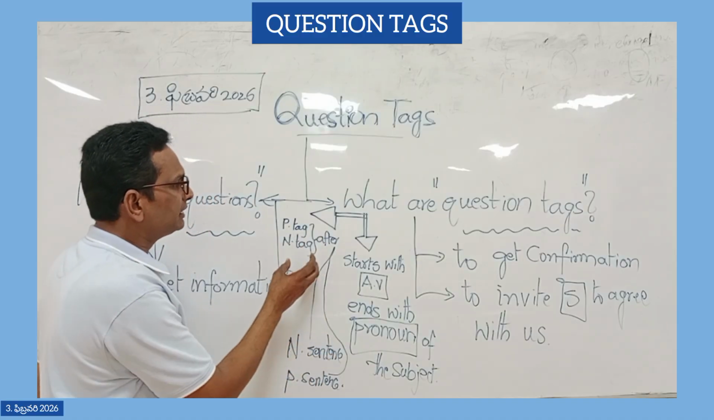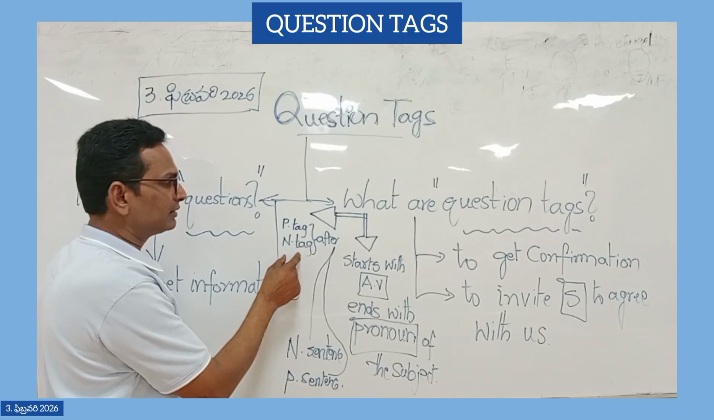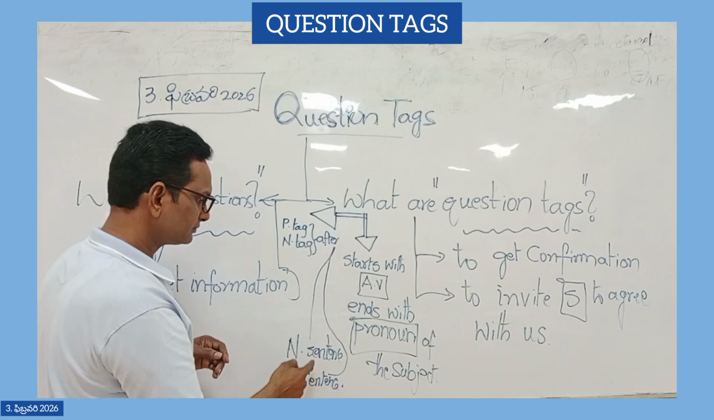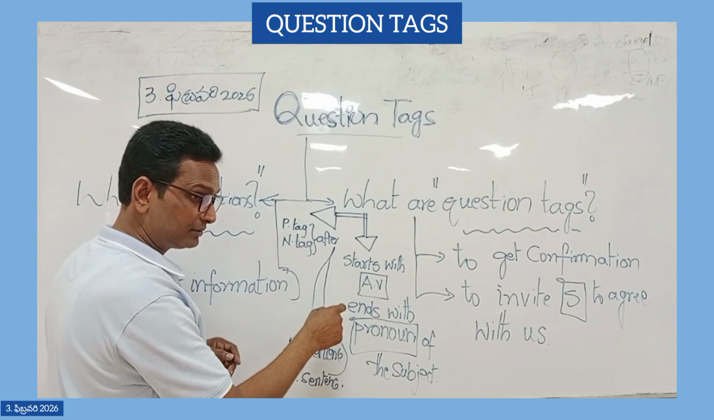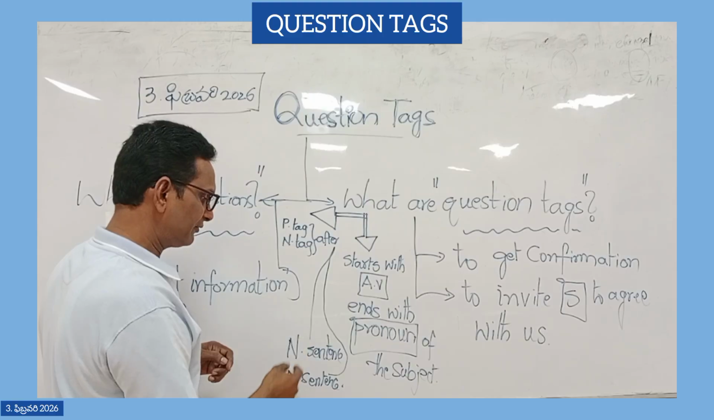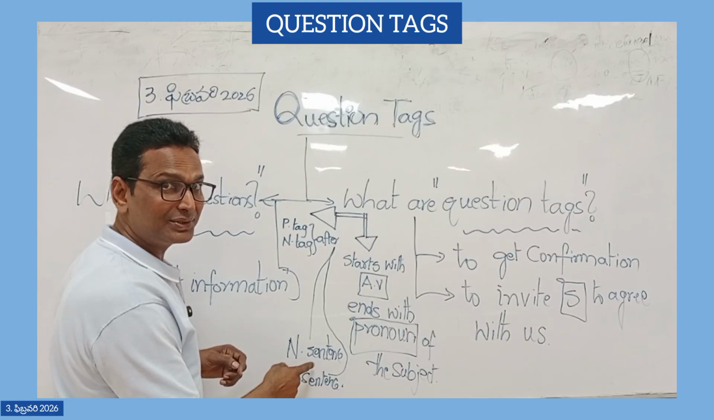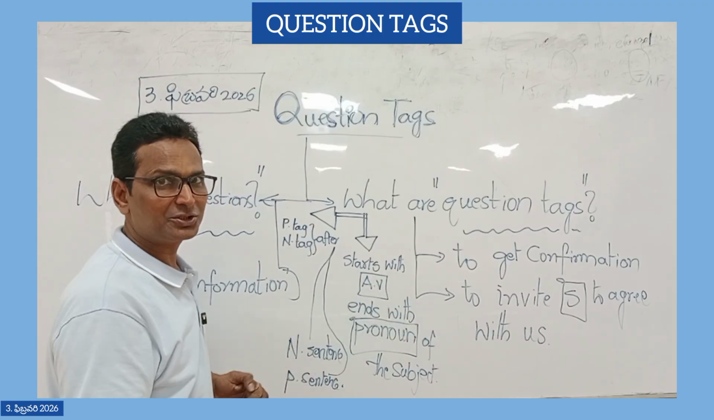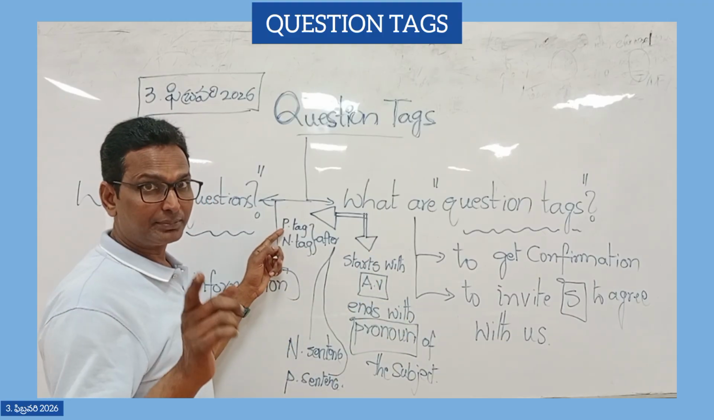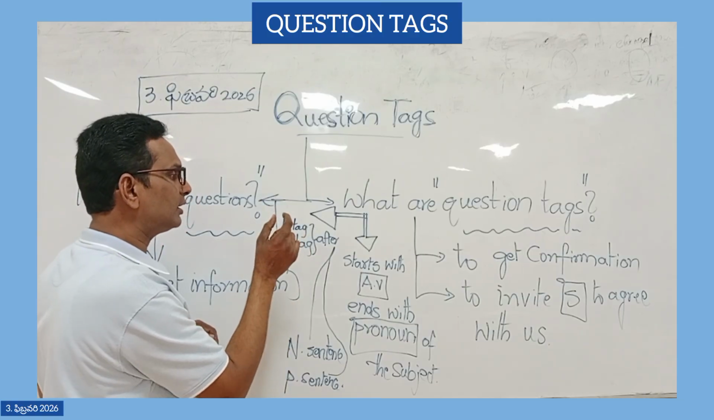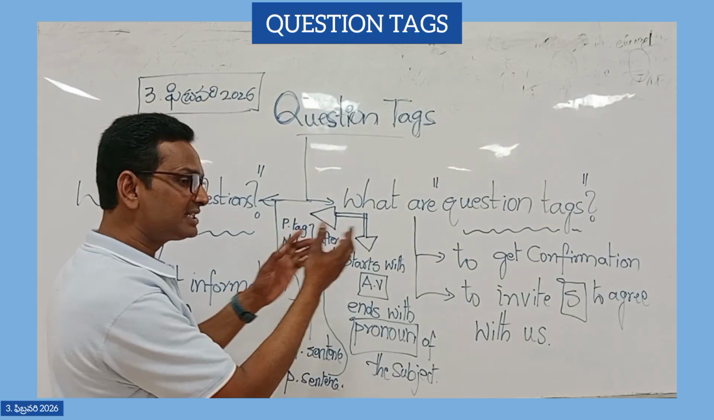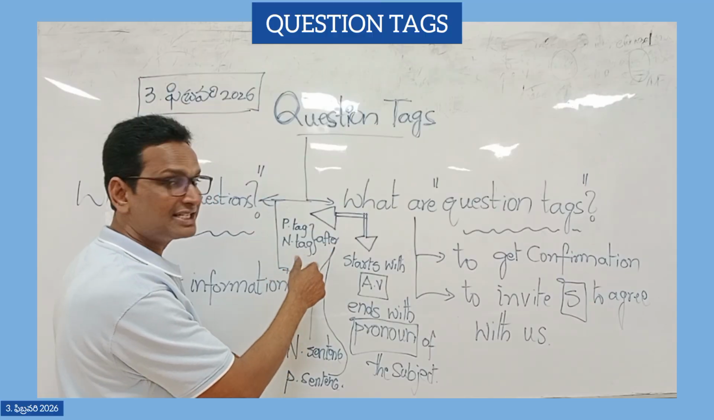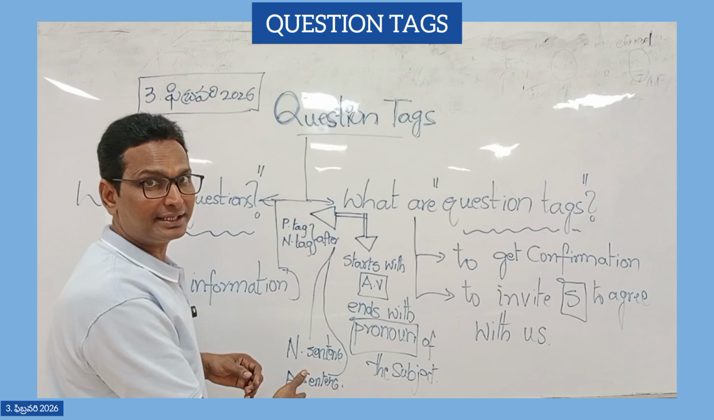Next, here positive question tag, negative question tag. P stands for positive, N stands for negative. Positive question tag is made or actually formed after negative sentence or negative statement. Actually, we make statements. At the end of the statements, we put question tags. Positive tag, I repeat once again, positive tag or positive question tag is formed after negative sentence, whereas negative tag is formed after positive statement or sentence.